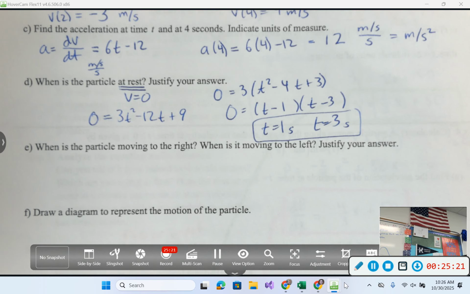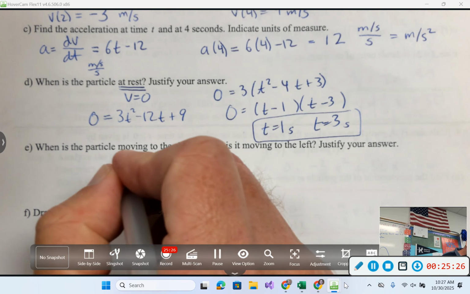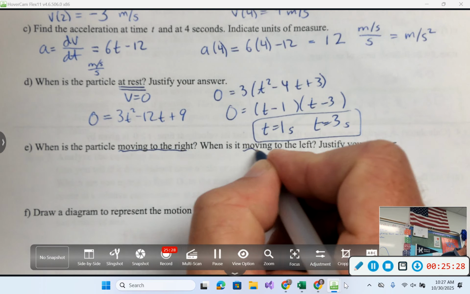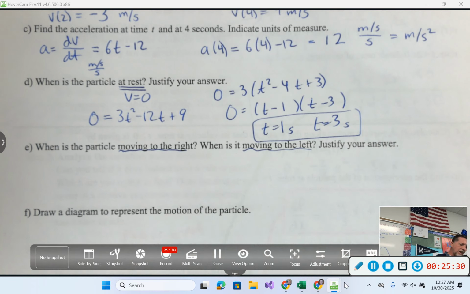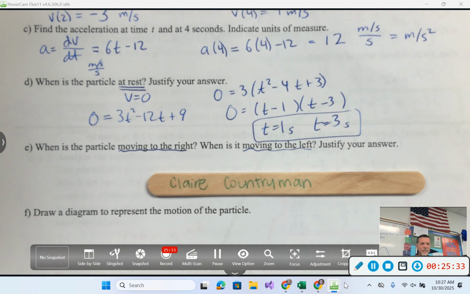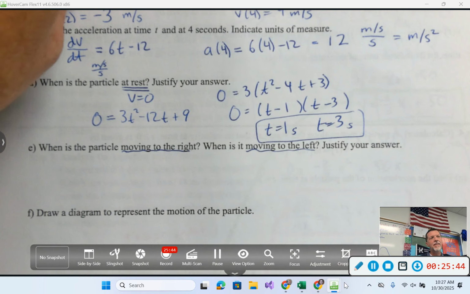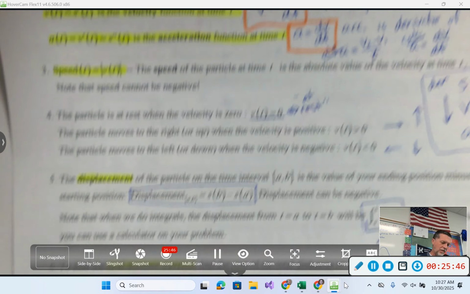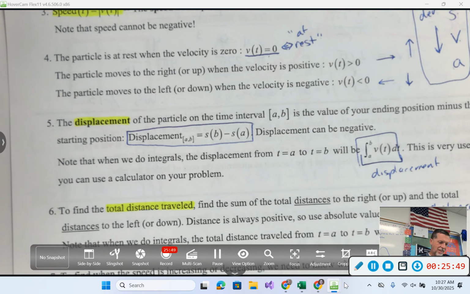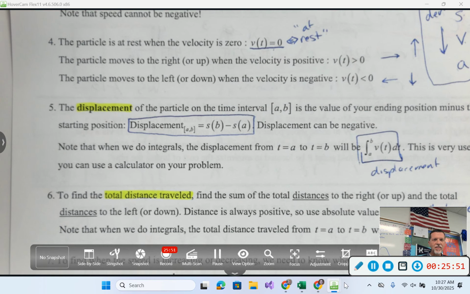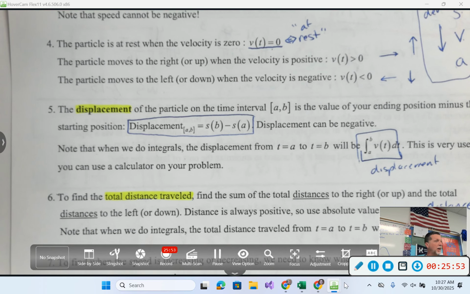Part E, when is the particle moving to the right? When is it moving to the left? Justify your answer. So moving to the right versus moving to the left. Claire, what's going to help me figure that out? I don't need an answer right now, but moving to the right, moving to the left. That's speeding up and slowing down.